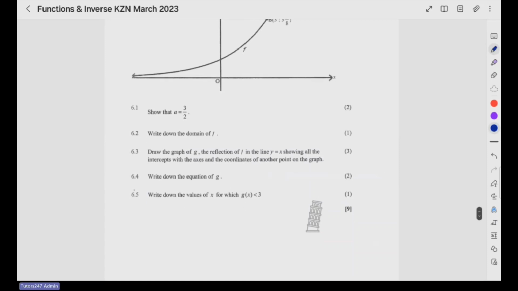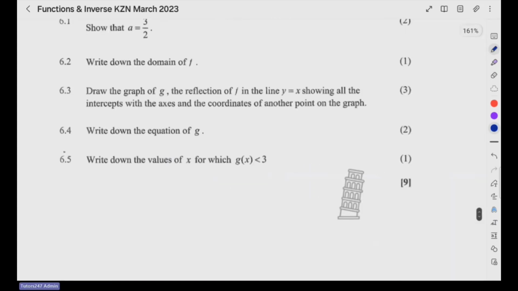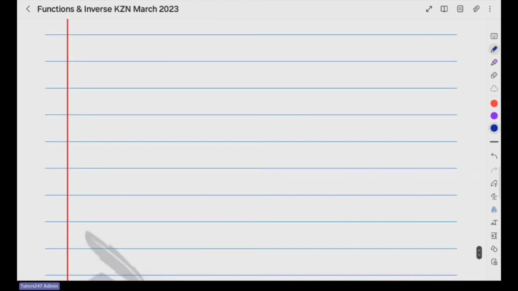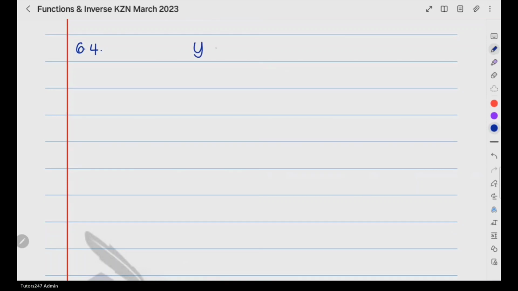Next, let us have a look at question 6.4. Write down the equation of g. Take note that g is the inverse of f. When we inverse a function, we follow 2 steps. Number 1 is to swap x and y. So wherever you see x, you put a y. Wherever you see y, you put an x. The next step is to solve for y.